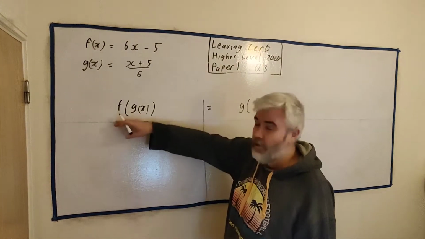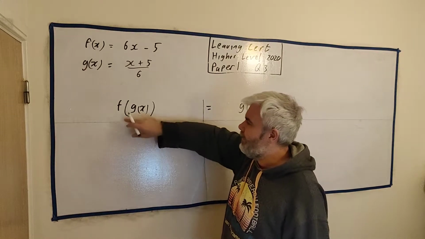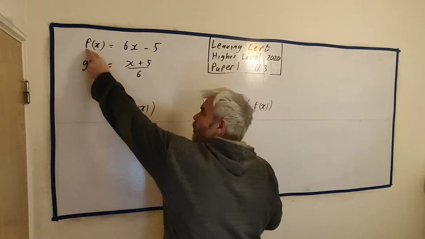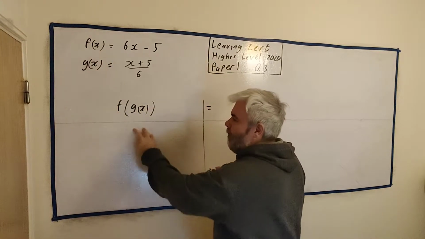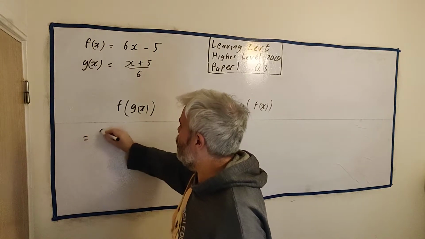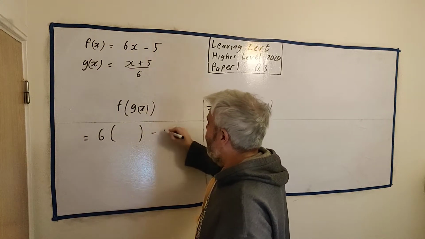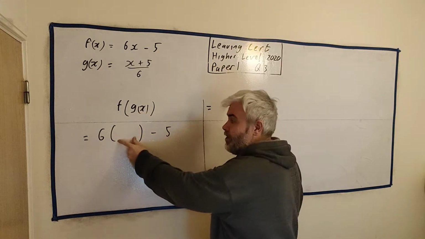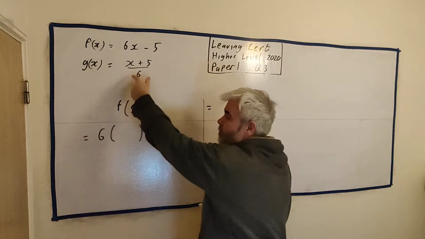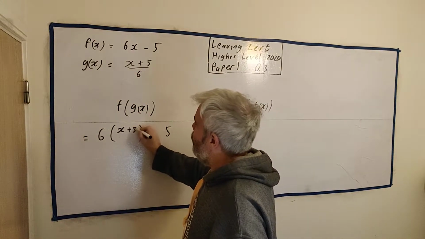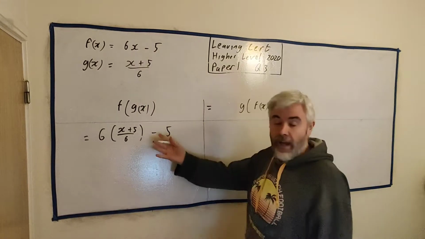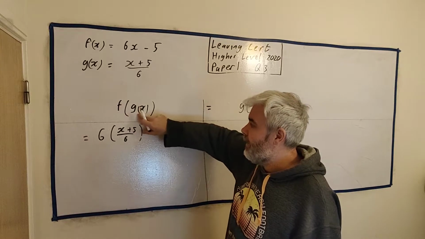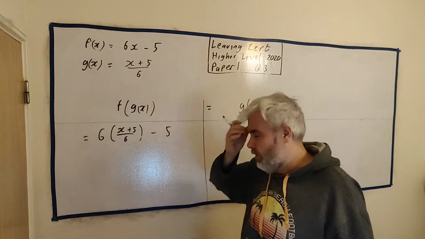To do that, we just need to do a function twice. What I mean by that: this is saying f of something. In this case, the something is g(x). We already know that f of something is equal to 6 times that something minus 5. So I could put g(x) here, or instead of g(x), I could put (x plus 5) over 6. That's how we do a composite function. We write the first function, and the second function goes everywhere there's an x.